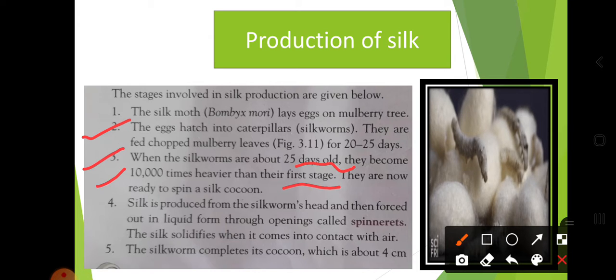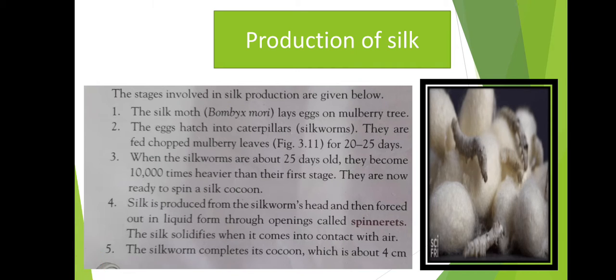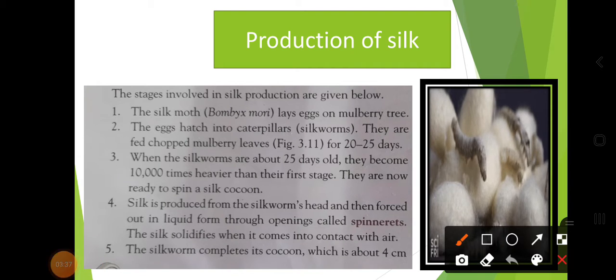They are now ready to spin a silk cocoon. A silk cocoon is nothing but the white balls. So now they are ready to spin a silk cocoon. Then what happens? Silk is produced from the silkworm. Yes, we know this.